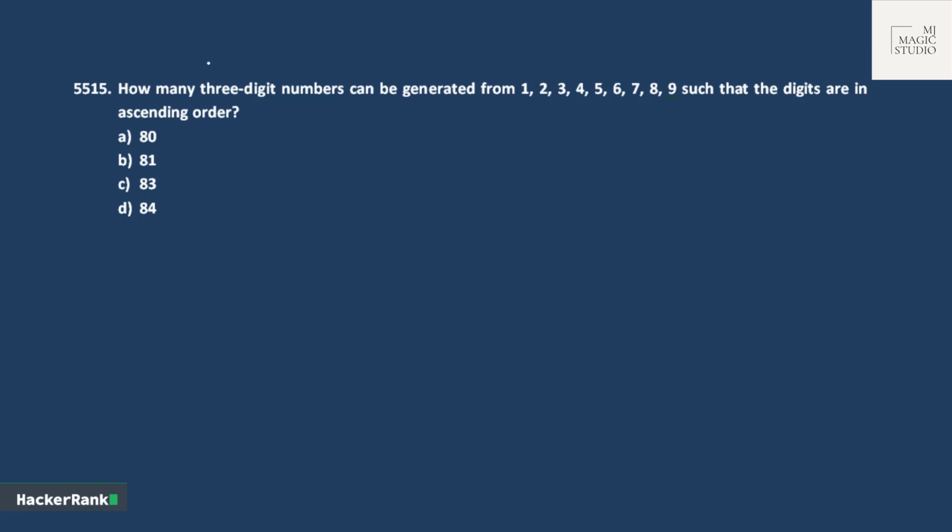That is for sure. How many 3-digit numbers can be generated from 1, 2, 3, 4, 5, 6, 7, 8, 9, all 9 digits are given, such that digits are in ascending order? Let's suppose this is not given. This is only given: how many 3-digit numbers can be generated from 1 to 9, and repetition is not allowed? Then we would have directly used the concept of permutation. We have 9 digits, we need a 3-digit number, that would be 9P3. 9P3 is factorial 9 by factorial 6, that is 9 into 8 into 7.